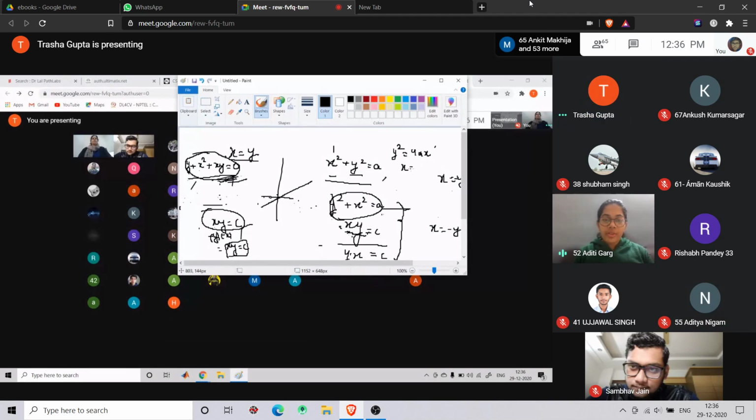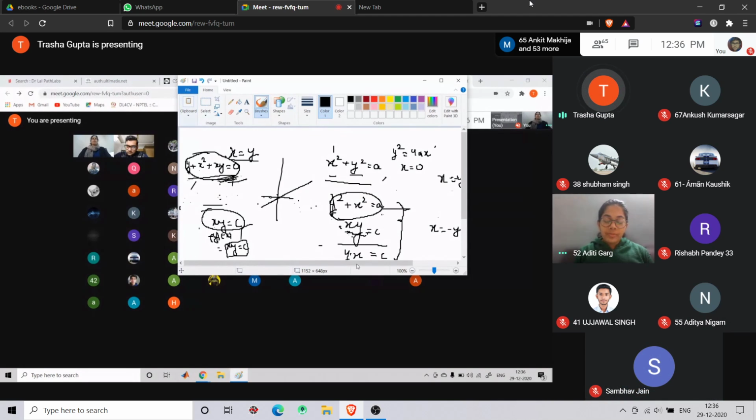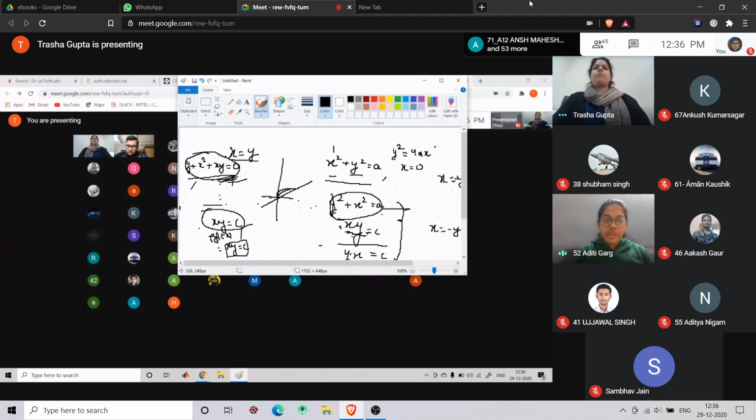x equals to 0. और ये किसकी इक्वेशन है? आपको पता है, सॉरी, y square is equal to 4ax किसकी इक्वेशन है? Parabola. And we know that it is passing through the origin. और इसकी tangent origin पे क्या है? Y axis. That is what I said.